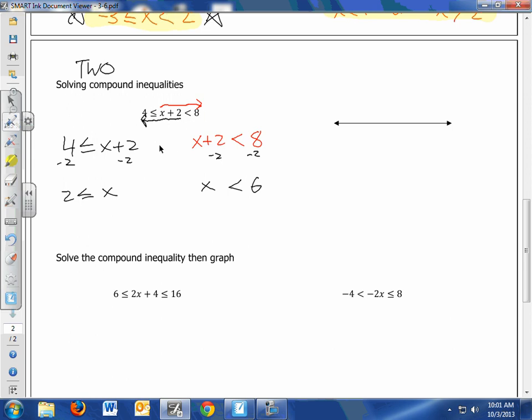Since these inequalities are connected, this is like an and statement, and I can combine these two as my answer. My x's, my solutions, are bigger than or equal to 2, but they're also less than 6. On my number line, I have 2 and 6. My solutions are essentially between 2 and 6. 2 could be a solution, so it's a closed circle. 6 is not. Connect, and this would be your solutions to this compound inequality.